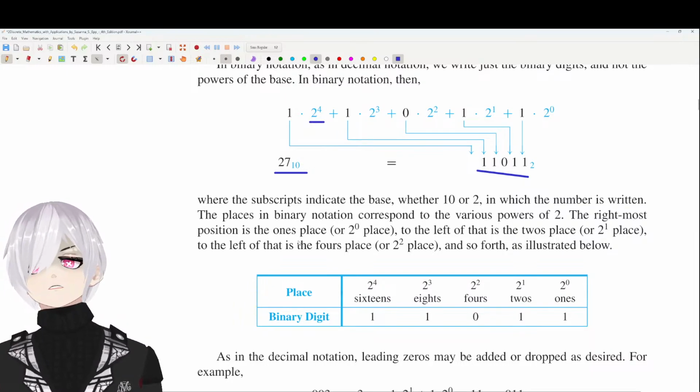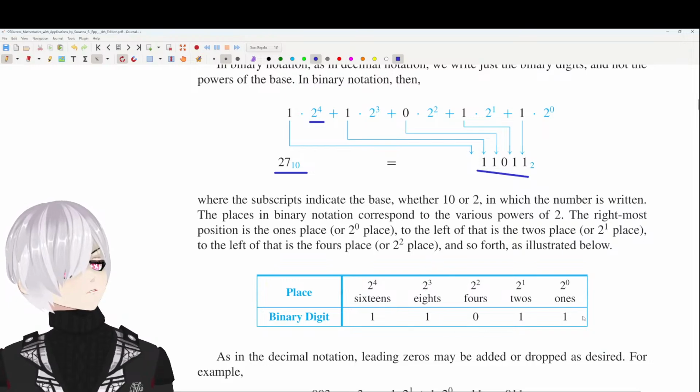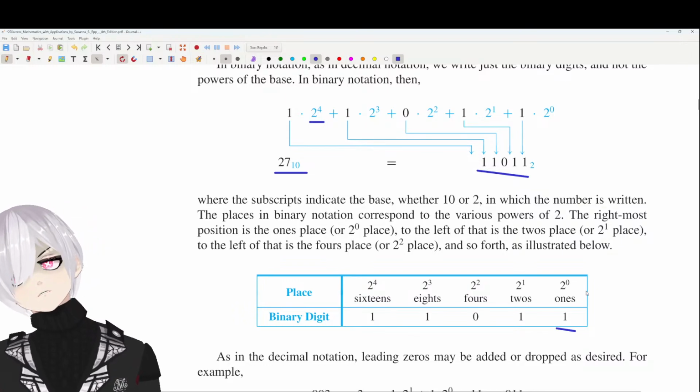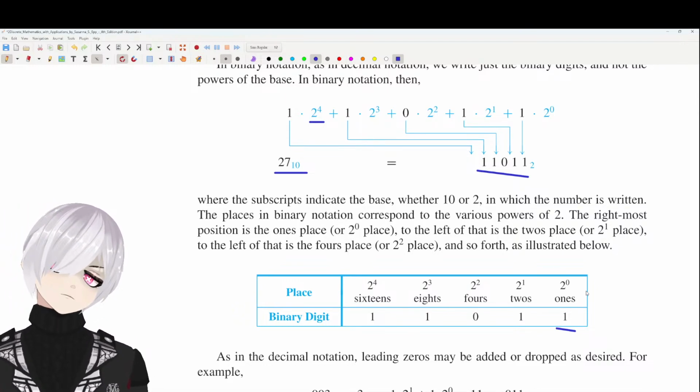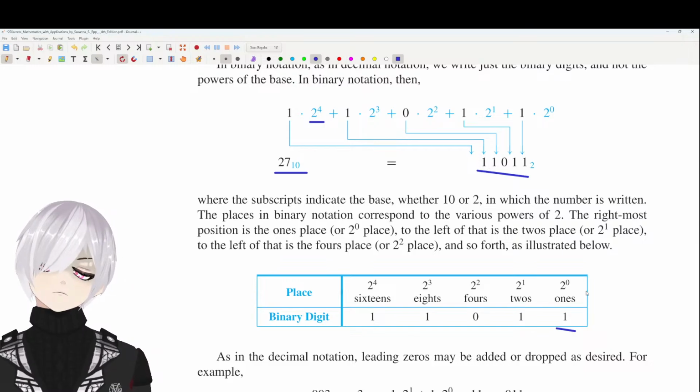Yeah, and then they have a table of powers of 2. So the rightmost is the 2 to the 0 place, the ones place, then 2 to the first is, sorry, 2 to the first is 2. So we got the 2's place, then 2 squared is 4, so the place to the left of that is the 4's place. Then we got the 8's place, then the 16's place.